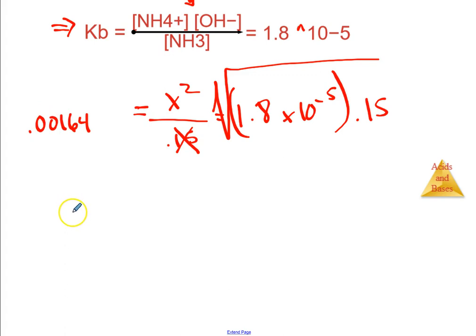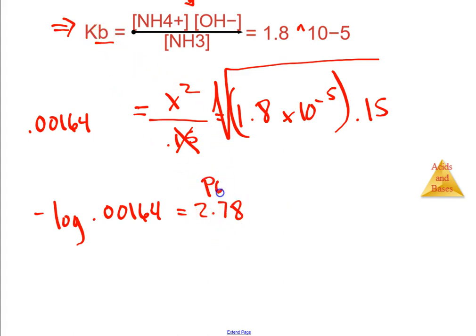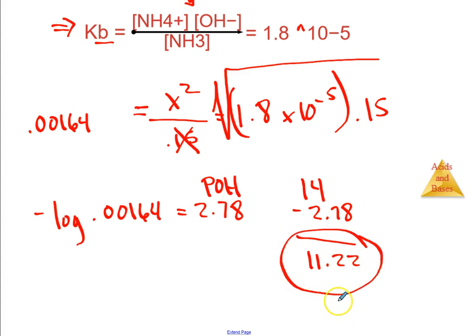0.00164. Okay, now I'm going to take the negative log of that, and that's going to give me some number, 2.8. What's that? 2.78. Now, some of you would circle that and move on, but remember, since this is B, this is really the pOH, so I need to take 14 and subtract 2.78 and get 11.22. And that would be my pH.